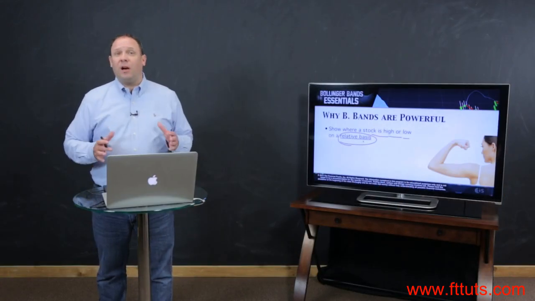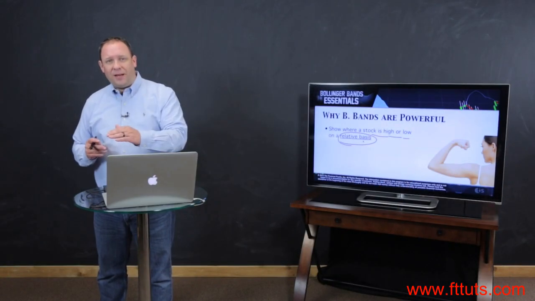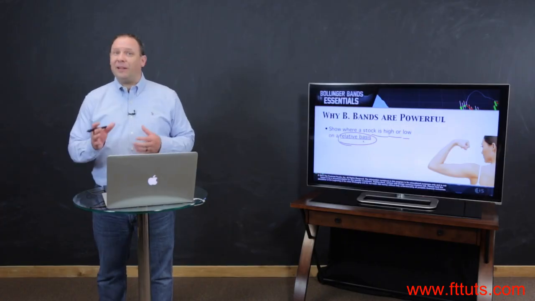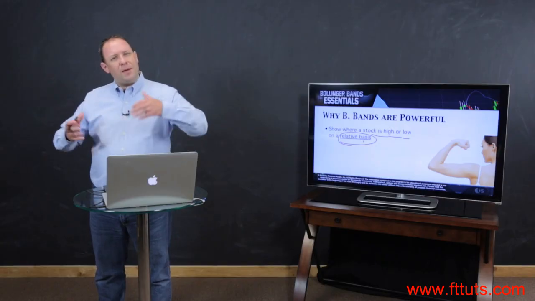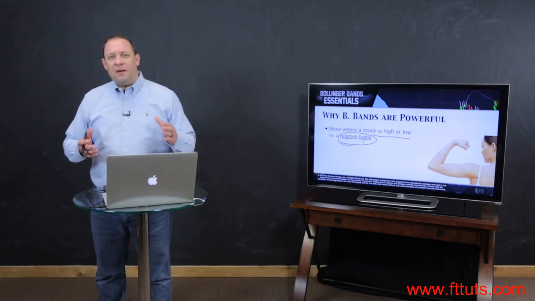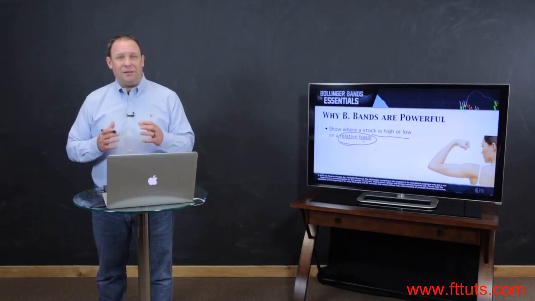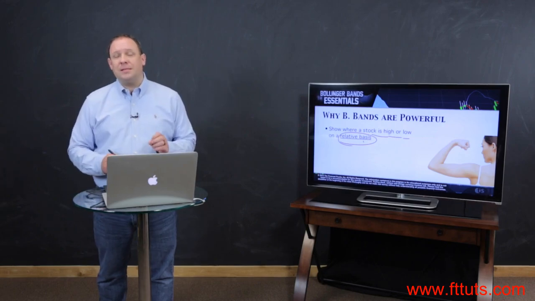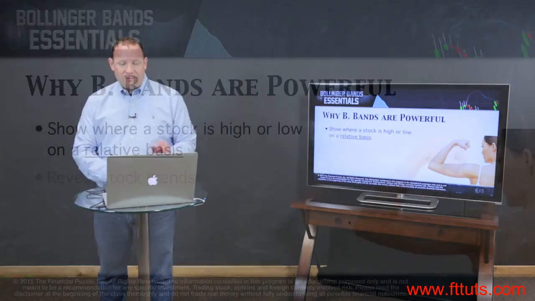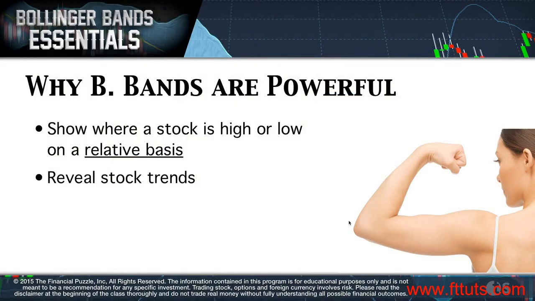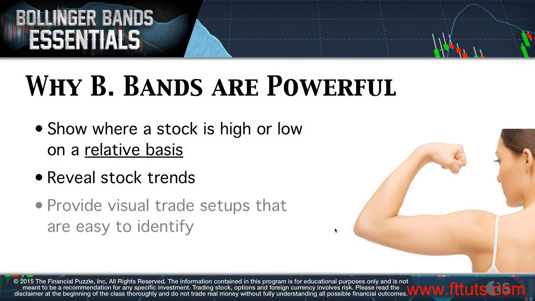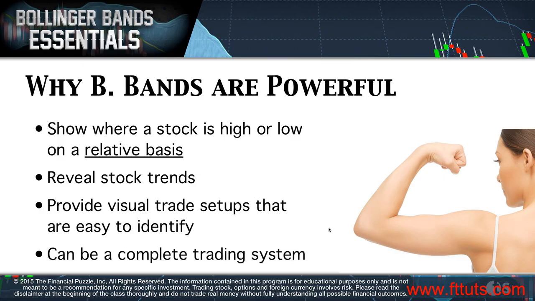Because unlike so many of our other analysis tools, which are very definite, the Bollinger Bands are very flexible. If the stock is really high in volatility, the bands really expand to go with that. If it's really low in volatility, it really contracts to go along with that. So it's a very relative tool, and that's one of the things that makes this tool so powerful for us. It's a very, very powerful way of looking at your stocks. It reveals stock trends, and it also provides a very visual way to look at trade setups that are very easy to identify.